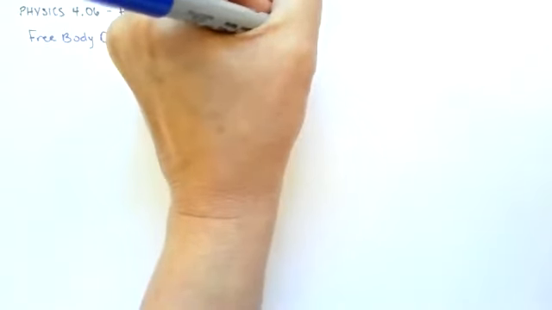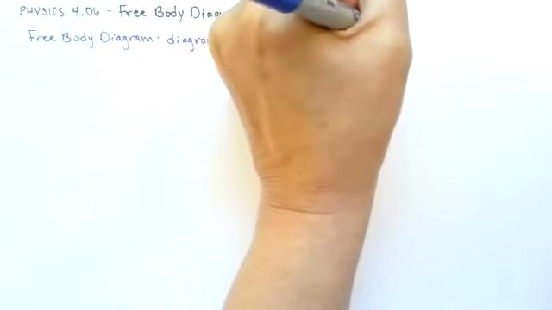Hey there, this is physics lesson 4.06, free body diagrams. And today we're going to be talking about how to draw a free body diagram, and the definition of a free body diagram is a diagram of all the external forces on an object.